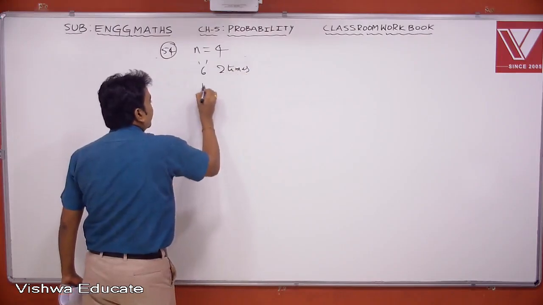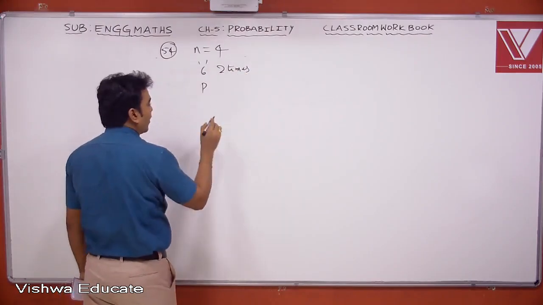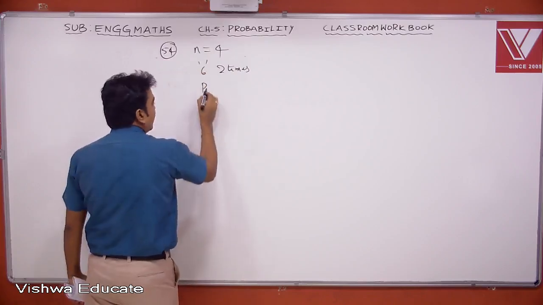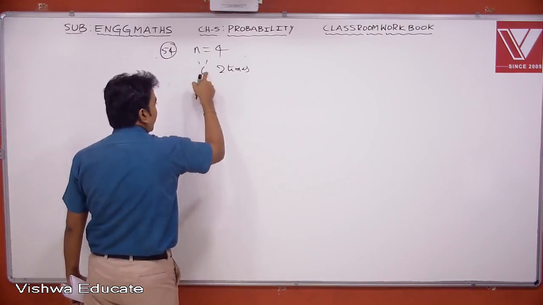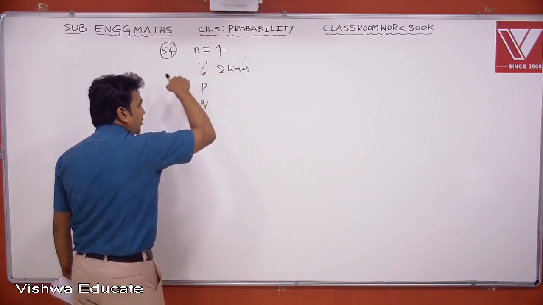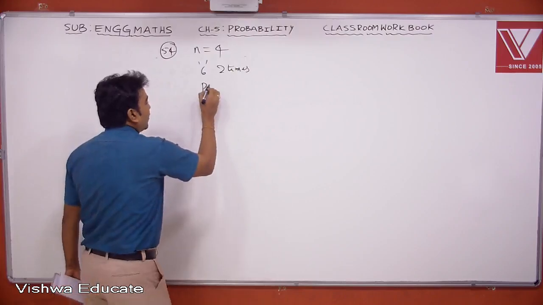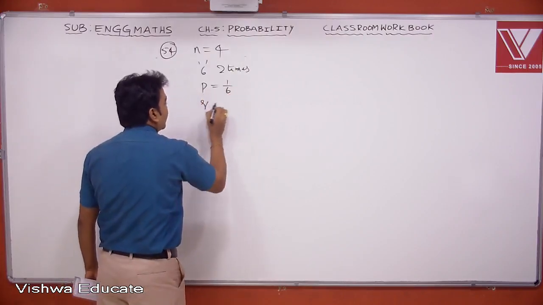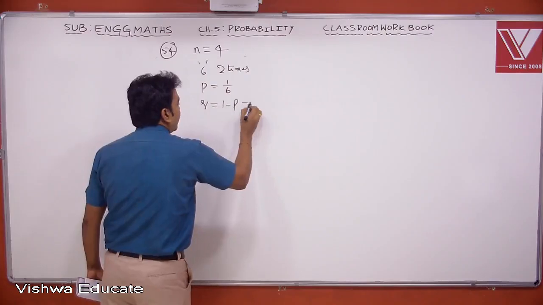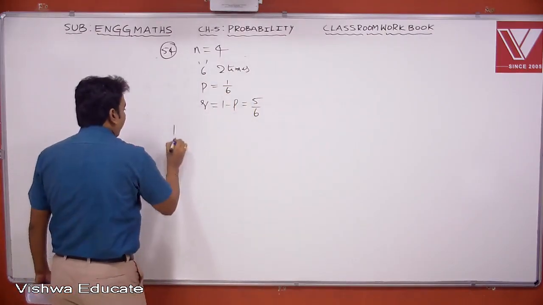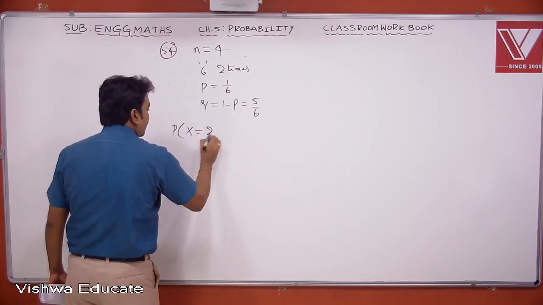Assume that p is the probability of getting 6 exactly 1 time. Therefore q is the probability of not getting 6. Here I take getting 6 as success, so not getting 6 is failure. Therefore in this case the value of p is exactly 1 by 6 and q equals 1 minus p, so this becomes 5 divided by 6. Now let us calculate the required probability, the probability of getting 6 two times.